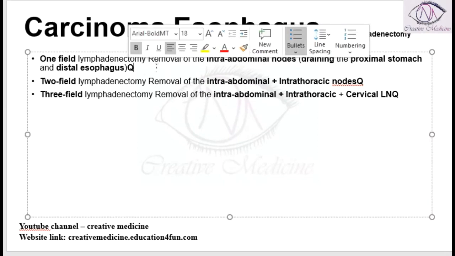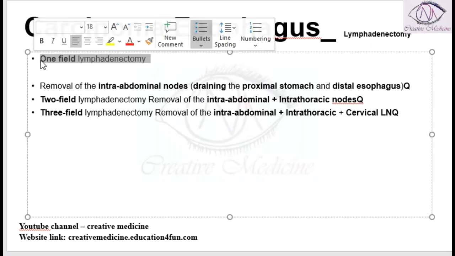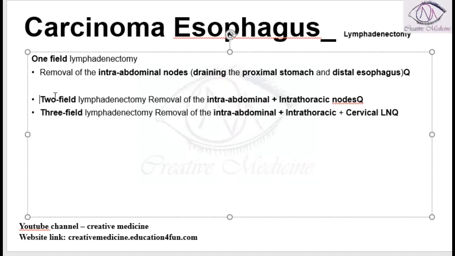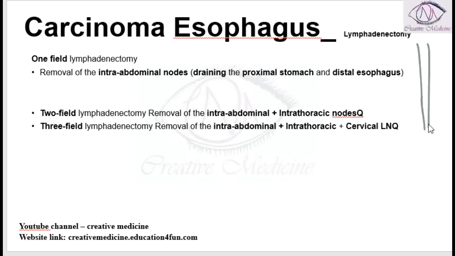One, we can do a one field lymphadenectomy. In one field lymphadenectomy, we will remove the intra-abdominal lymph nodes which are draining the stomach and the esophagus, that is, those lymph nodes which are actually draining the proximal stomach and distal esophagus. This is distal esophagus and proximal stomach. These are removed in one field lymphadenectomy.